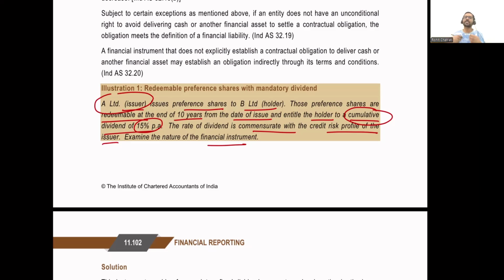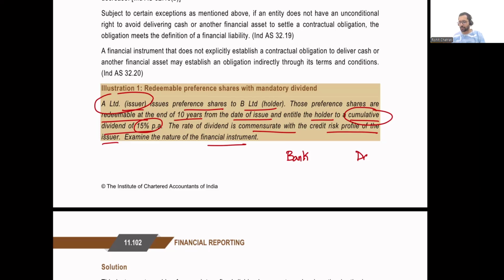All right, so when I actually issue these preference shares, I am basically going to receive money. So I will debit bank. Now the question is, what will we credit? Will we credit a liability account or will we credit shareholders' funds? What will the credit go to?